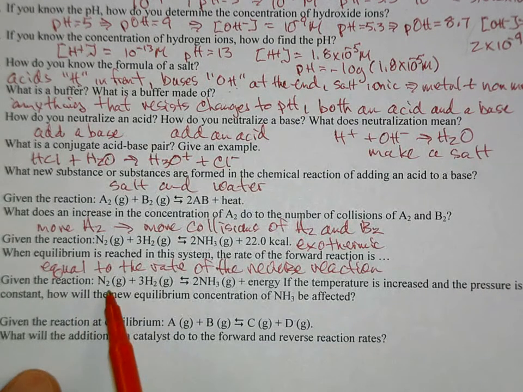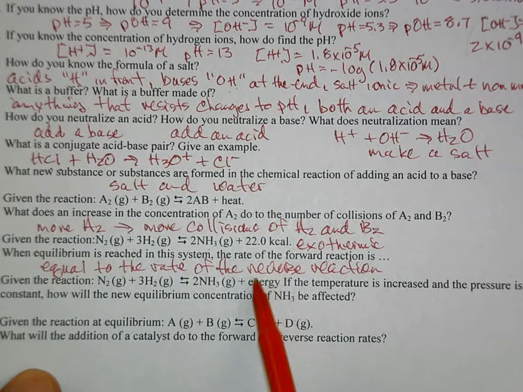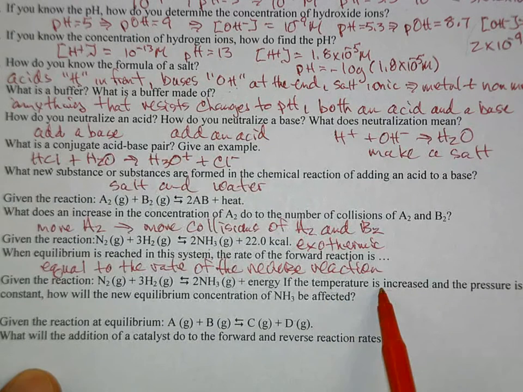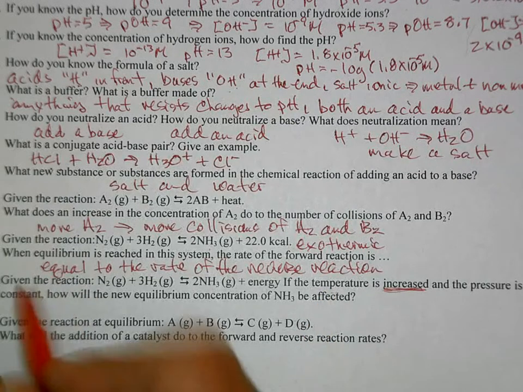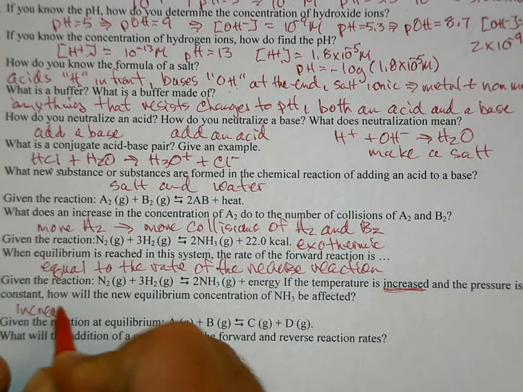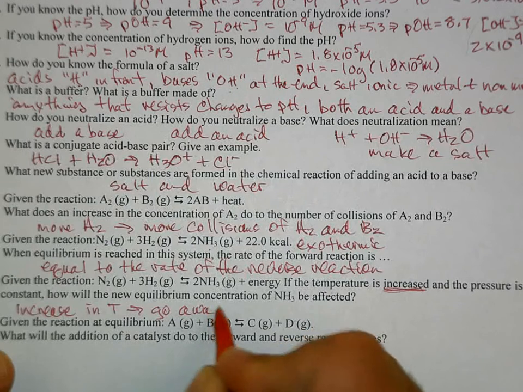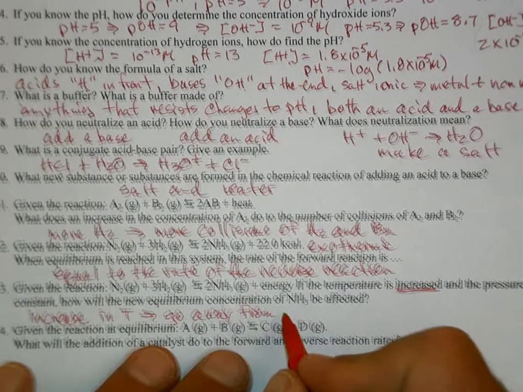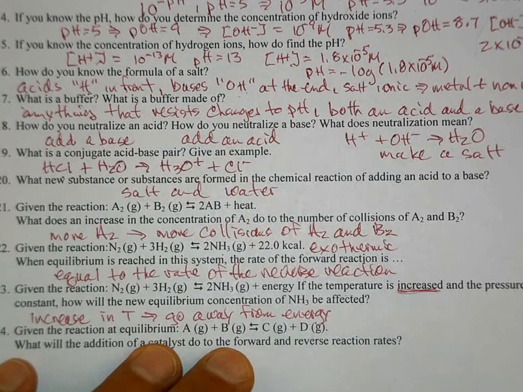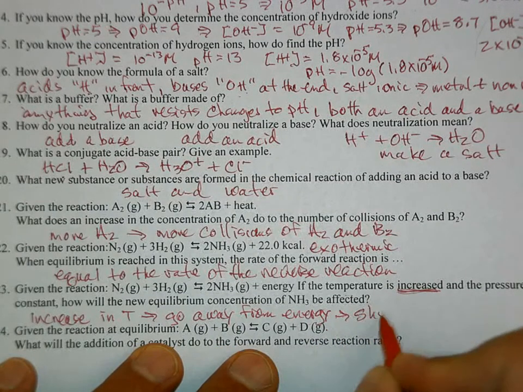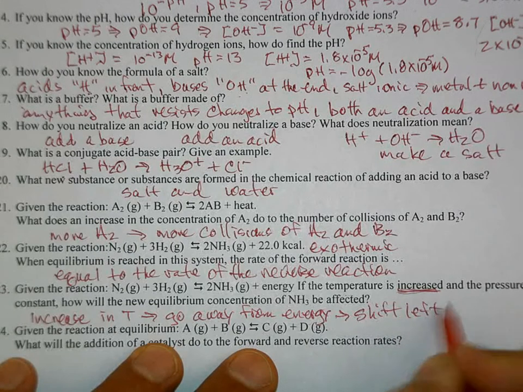Given this reaction, N2 and 3H2 going to 2NH3 plus energy, again the kilocalories, energy, same thing. If the temperature is increased, pressure kept constant, how will the new equilibrium concentration of NH3 be affected? All right, increase in temperature means go away from the energy, which means shift left in this case, because the energy is on the right.